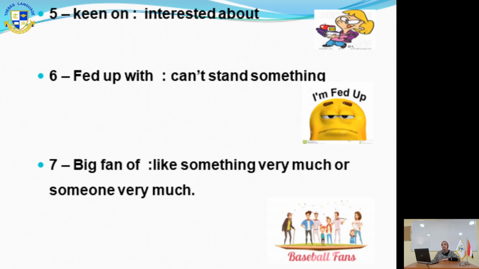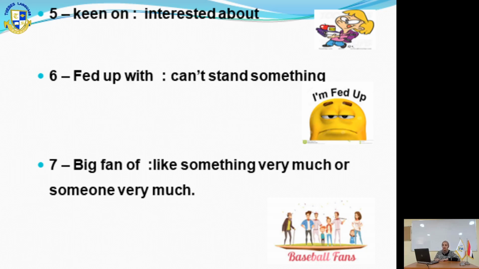Number 6, fed up with. And as we see in the picture here, I'm fed up. What does fed up mean? Means that I'm very tired of this. I'm fed up with staying at home. Of course, all of us. It means I can't stand something.